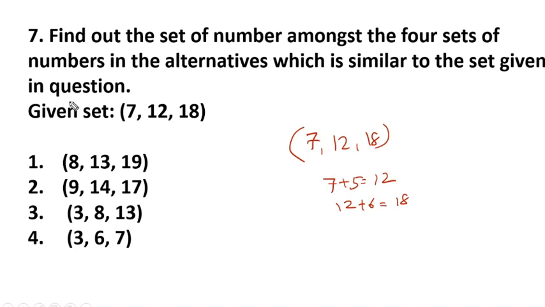So let's see according to the options. 8 plus 5 is 13, 13 plus 6 is 19. So this is my answer. You can check for the remaining also. Sometimes there can be two logics. 9 plus 5 is 14, 14 plus 6 is 20, but here there is no 20, 17 is there. Similarly 3 plus 5 is 8, 8 plus 5, no. 3 plus 3, no way at all. So our answer for this particular question is option number 1, right? So let's go for next question.